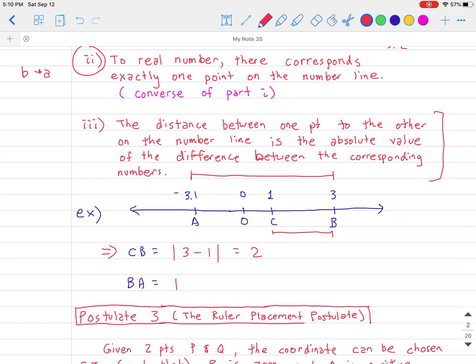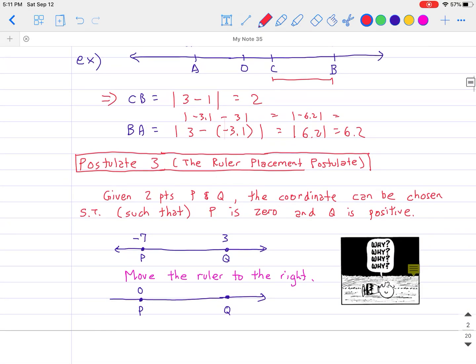So let's say this time I want to find the length of B to A. What we can do is take 3 minus negative 3.1 and then the absolute value of that. So that would give us the absolute value of 6.2, which is equal to 6.2. Can you go the other way around? Sure, definitely. You can say negative 3.1 minus 3, absolute value, and then that will give us negative 6.2, absolute value, which will give us exactly the same thing. So BA and AB are interchangeable in terms of which one you want to subtract first from the other one, because all you're doing is taking the absolute value afterwards.